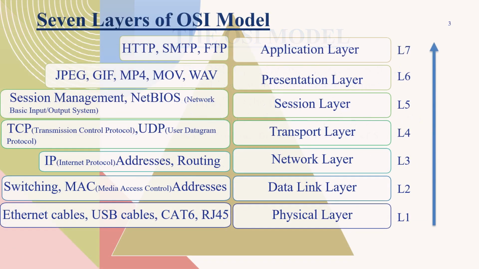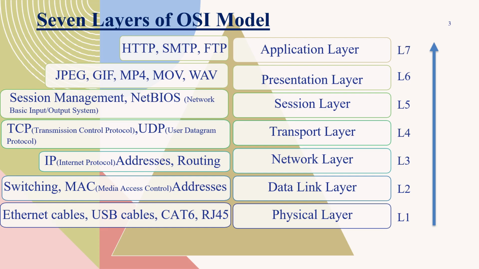Those 7 layers are as follows. Physical layer. Layer 1 deals with the physical connection between devices. It defines the hardware elements such as cables, connectors, and the transmission medium. It deals with the physical transmission of bits over a medium. The bits are represented by electrical voltages, light pulses, or radio waves depending on the nature of the transmission medium. Example: Ethernet and USB cables. Example of the cables could be Cat6 cables or RJ45 connector cables.